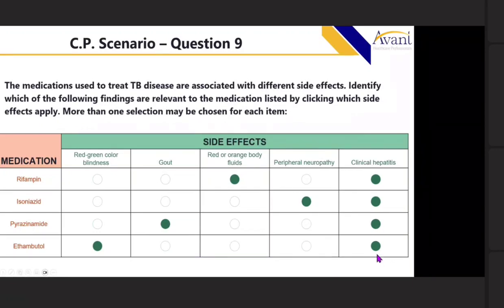So they all affect the liver, right, and cause liver inflammation. So they can all cause you to have hepatitis, but they each have one of the others. Okay, so rifampin causes you to have red or orange body fluids. Isoniazid has peripheral neuropathy. Pyrazinamide can cause gout, and ethambutol can cause red-green color blindness. But they all can cause clinical hepatitis.